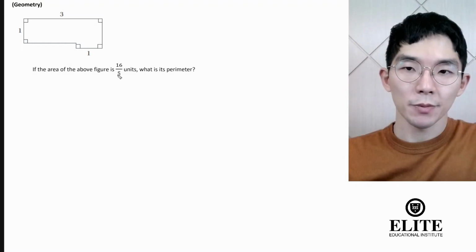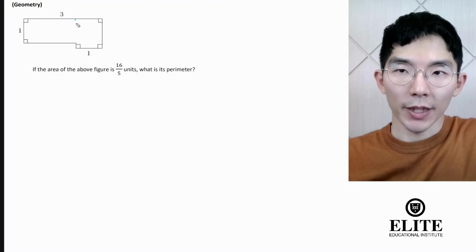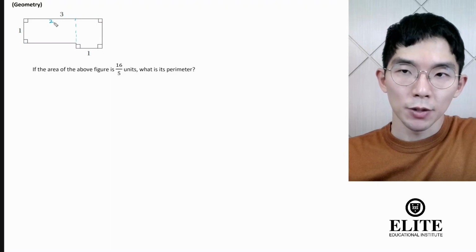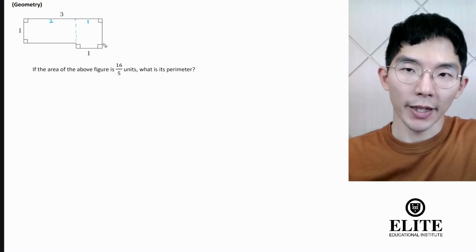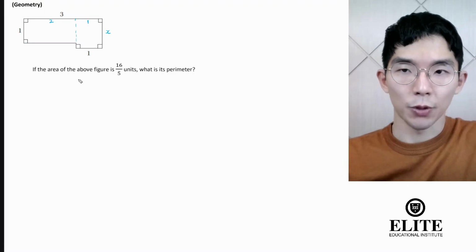If the area of the above figure is 16/5 units, what is its perimeter? We can start this problem by simply dividing the above figure into two components: one, a rectangle of width 2 and length 1, and the other, a rectangle with width 1 and a length which I shall denote as x for now, because it's unknown at the moment.